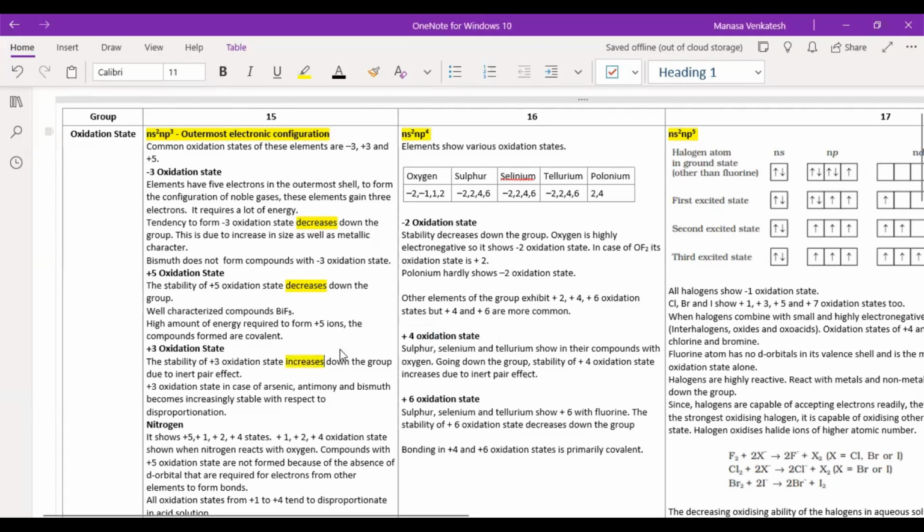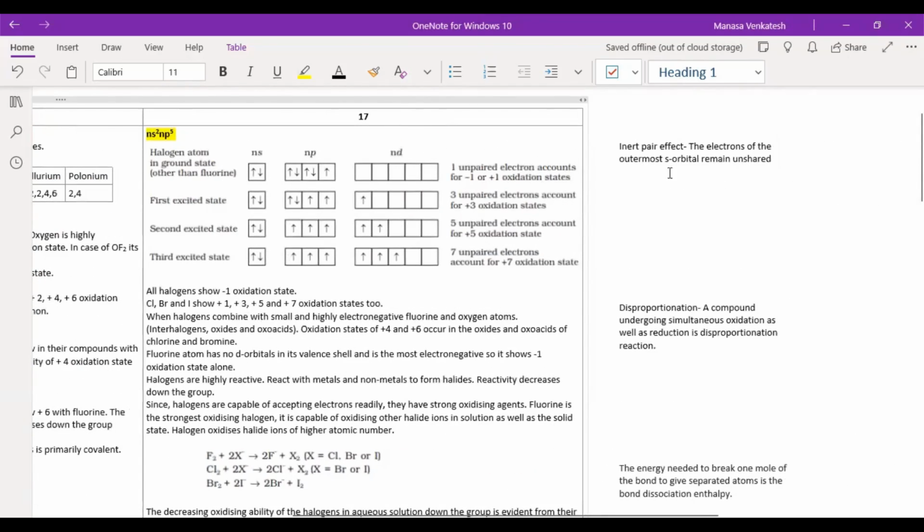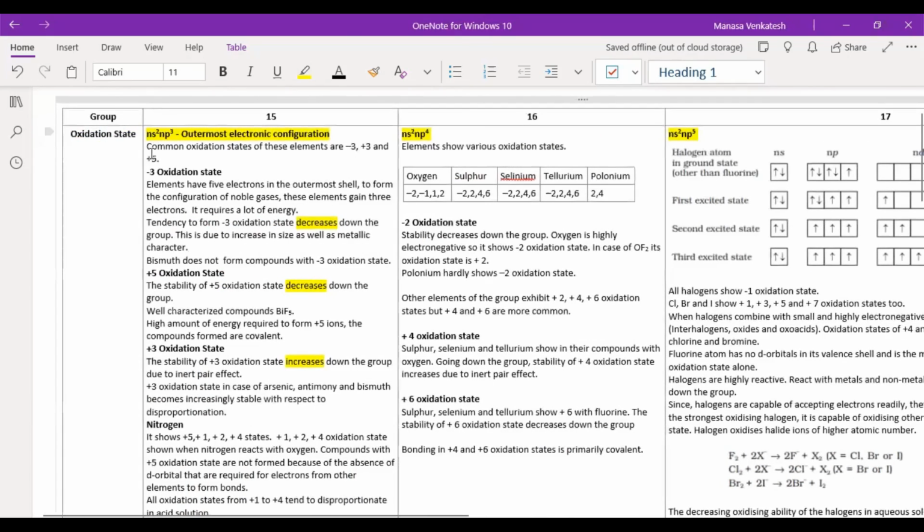And this is because of something called the inert pair effect. Now, inert pair effect means that the electrons of the outermost s orbital are going to remain unshared. And because of that, you just have an ns2, right? So this is going to provide some amount of stability. And because of that, the +3 oxidation stability is increasing as we go down the group. So in case of arsenic, antimony, and bismuth, it is going to become increasingly stable with respect to disproportionation.